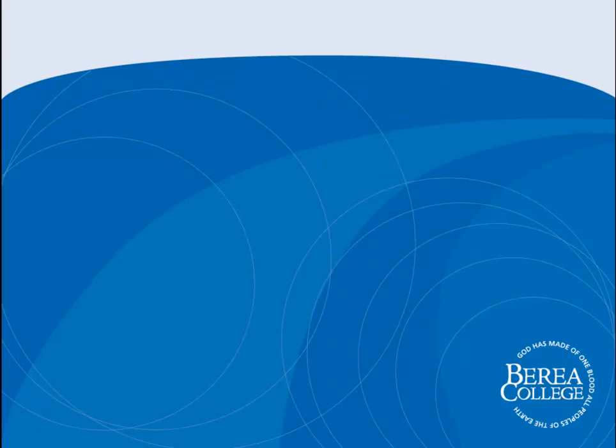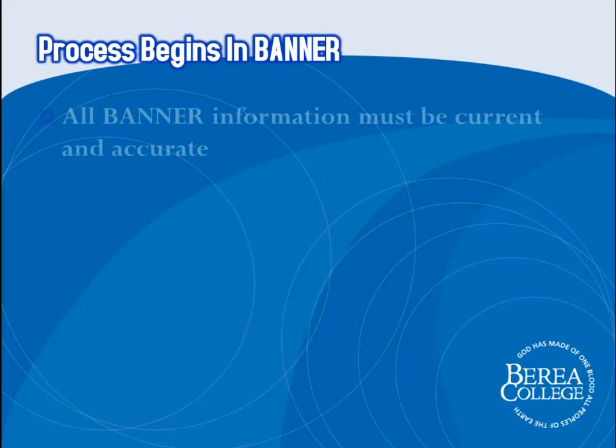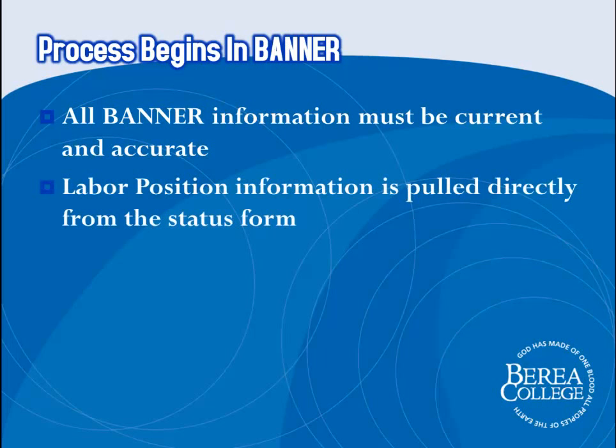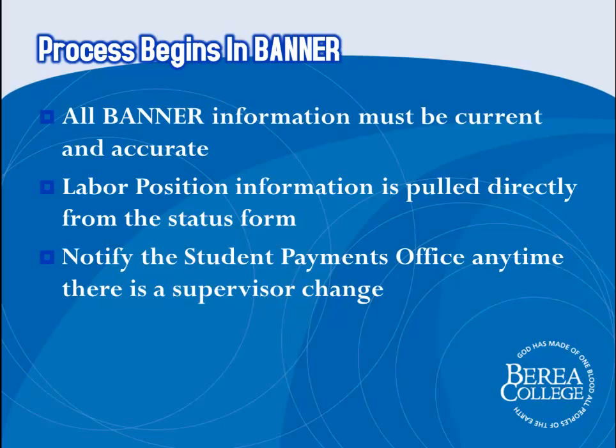The evaluation process begins in Banner by ensuring that all information is current and accurate. It's important to remember that all of the labor position information contained in Banner comes directly from a completed status form. In order to ensure that all Banner information is current, you should notify the Student Payments Office anytime there's a supervisor change.